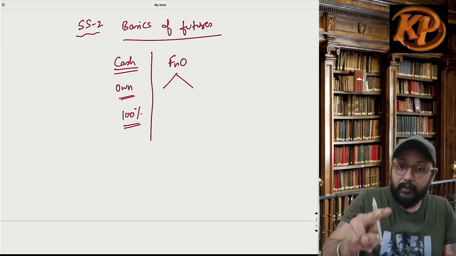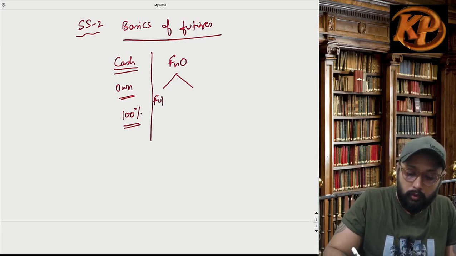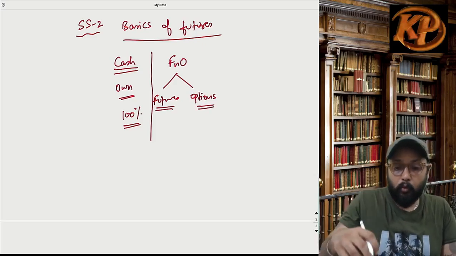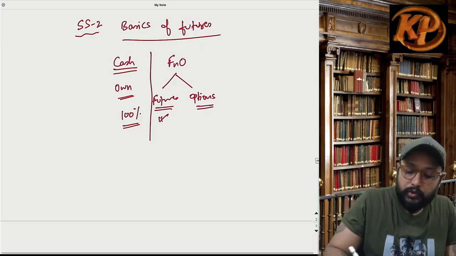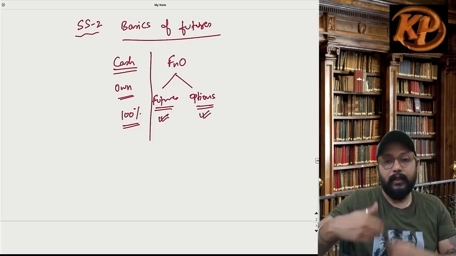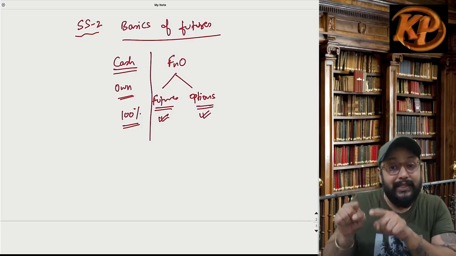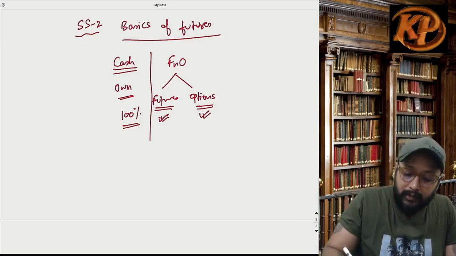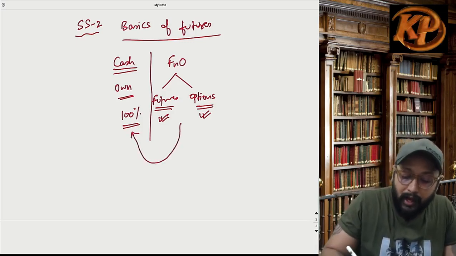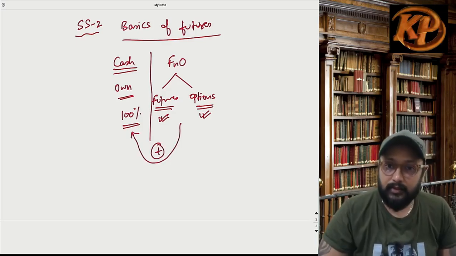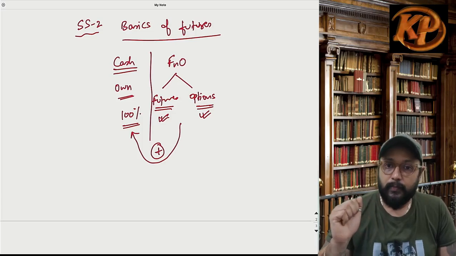FNO is again subdivided into two, one of which is futures and the other is options. The pro course is to teach you these two, and then we learn advanced level things, how strategies can be formulated where these two things independently can be used and can also be used in conjunction with cash market. This is what we are supposed to study in this course.